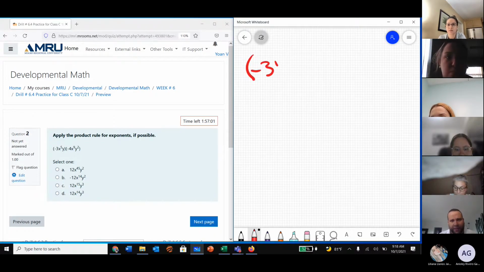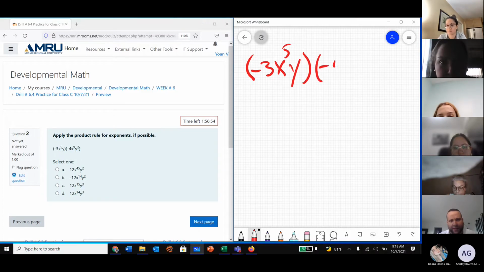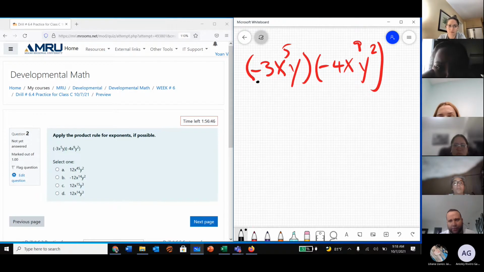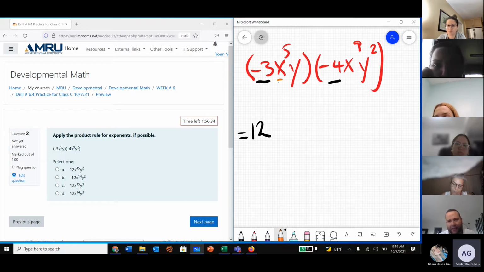Negative 3x to the power of 5, y, parenthesis, that multiply negative 4x to the power of 9, y to the power of 2. Remember, we need to reduce like terms, numbers with numbers. Negative 3 times negative 4, 12. And then x with x, two equal variables that we are multiplying. What do we need to do? Keep the base and add the exponents, which is 5 plus 9, 14.